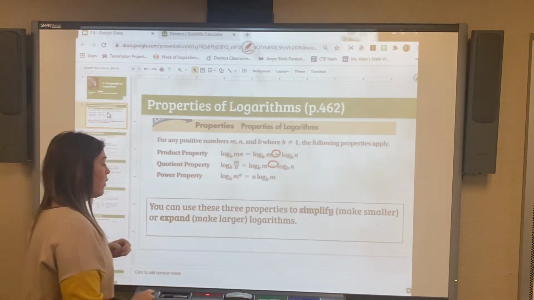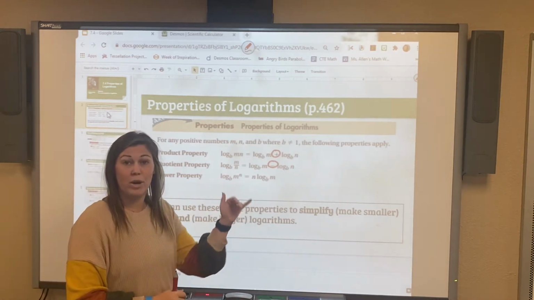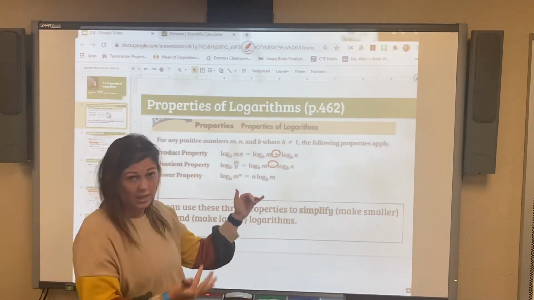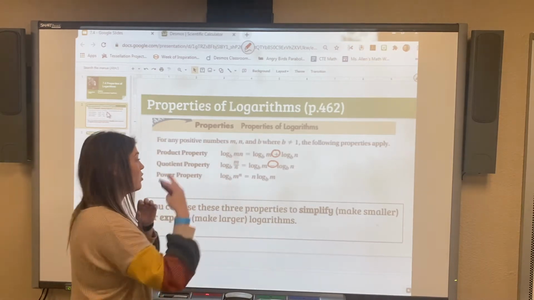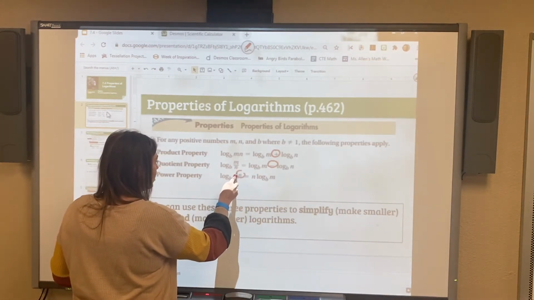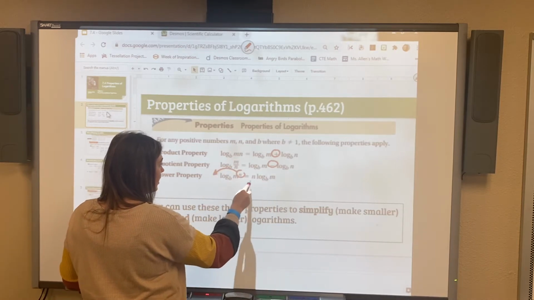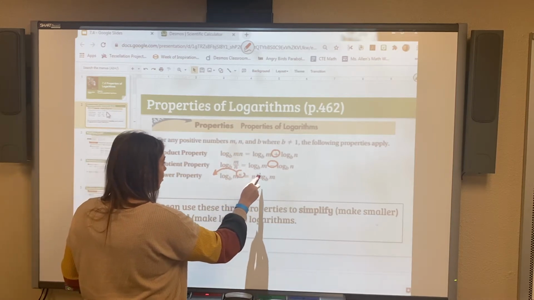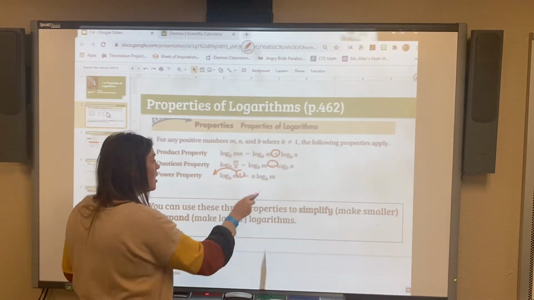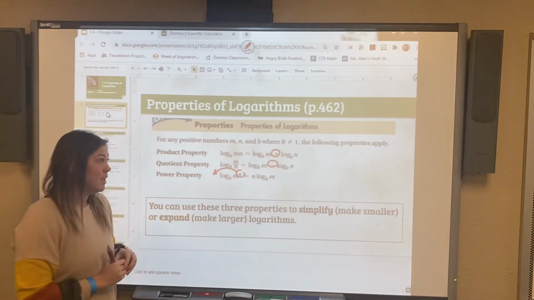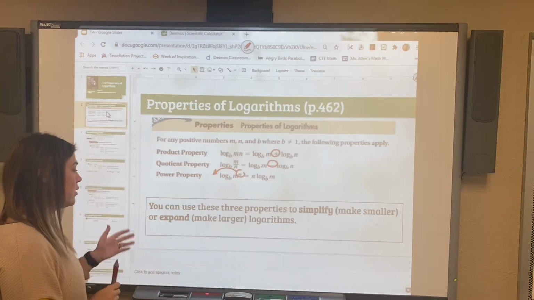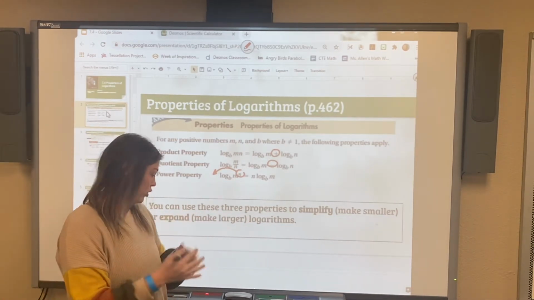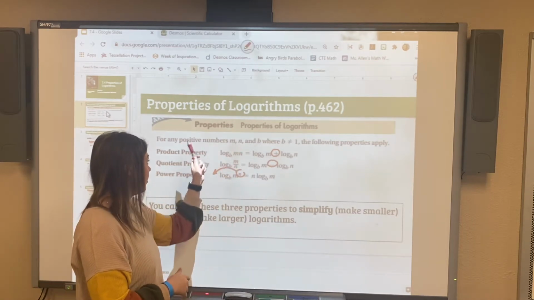And then lastly, power property. If we have log base b of m raised to the n power, we can't have anything with an exponent inside the log, so this exponent is just moved out front. So log base b of m to the nth power would equal n times log base b of m, okay? Your exponent just comes out front, and that's how you expand that. You can use these three properties to simplify or expand, to make it larger. So you may have to go from here to here or here to here.